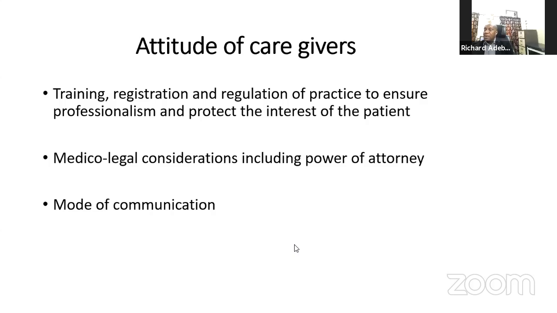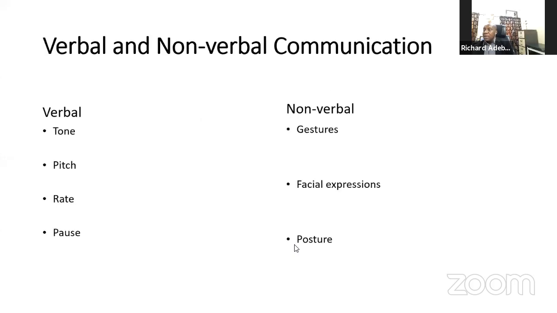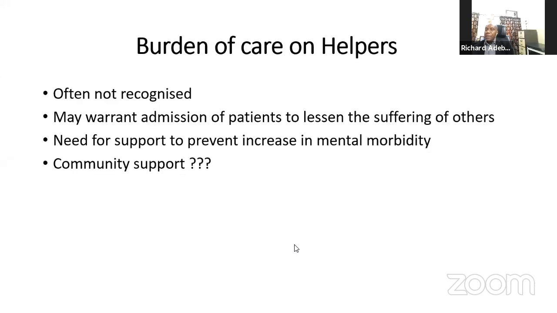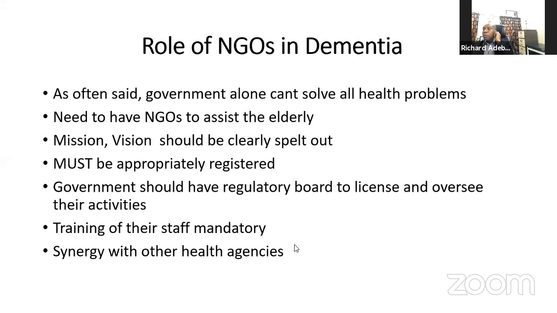As I'm rounding up, I want to look at the role of NGOs in dementia. Because of time, the role of NGOs in dementia. As often said, governments alone can't solve all the health problems. So there's need for us to aggregate together, not as neurofibrillary tangles in the brain, but positive aggregation to set up NGOs to assist the elderly ones.